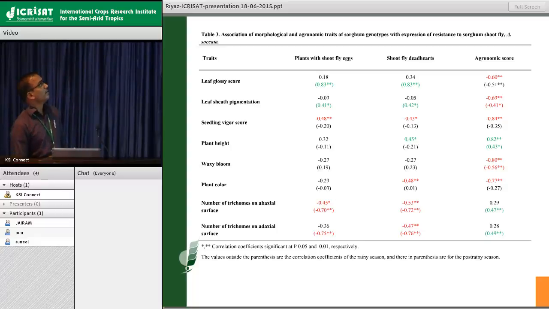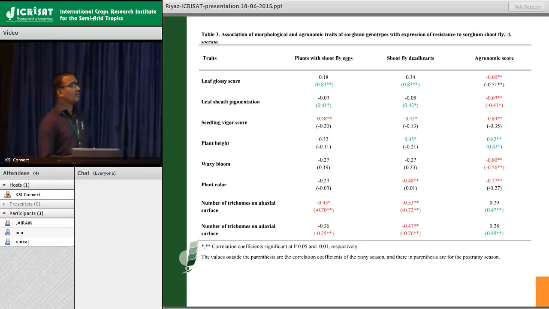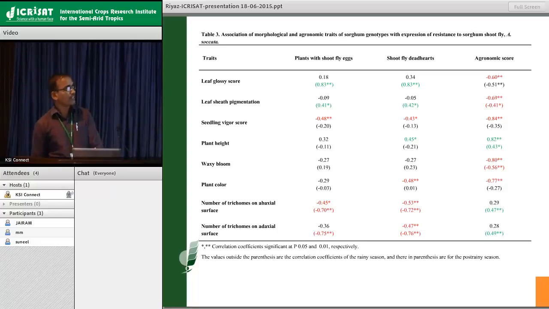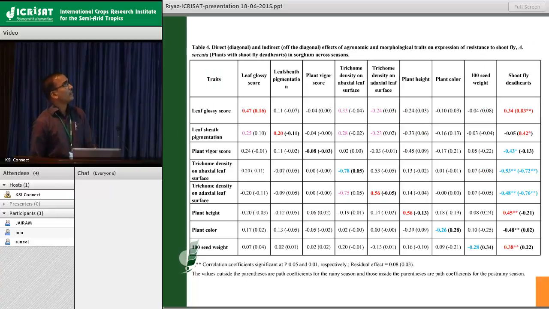Again here, in order to identify the association of traits with fruit fly resistance, correlation studies were carried out, where leaf glossy score, leaf sheath pigmentation, seedling vigor and trichome density are in association with fruit fly resistance. Coming to identify the direct and indirect effects, path coefficient analysis was carried out, where we have identified that leaf glossy score, leaf sheath pigmentation, and trichomes on adaxial and abaxial leaf surfaces as well as plant height are influencing the shoot fly damage. Major direct contribution for shoot fly resistance traits.